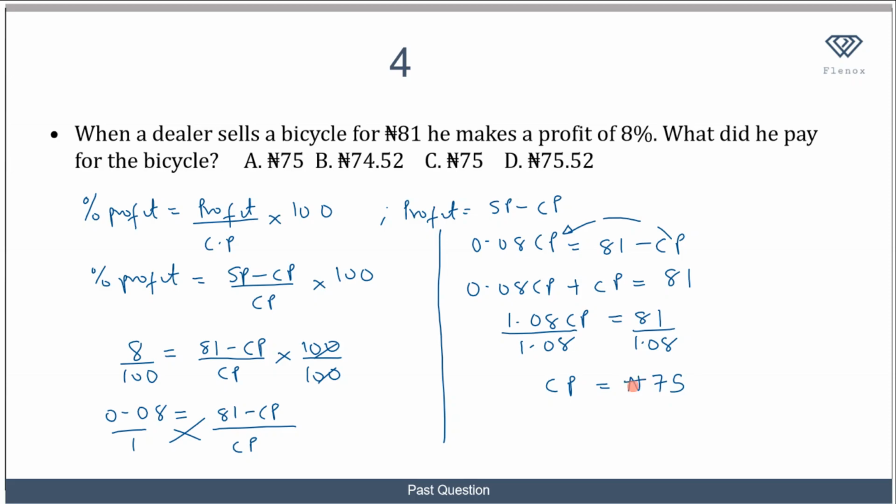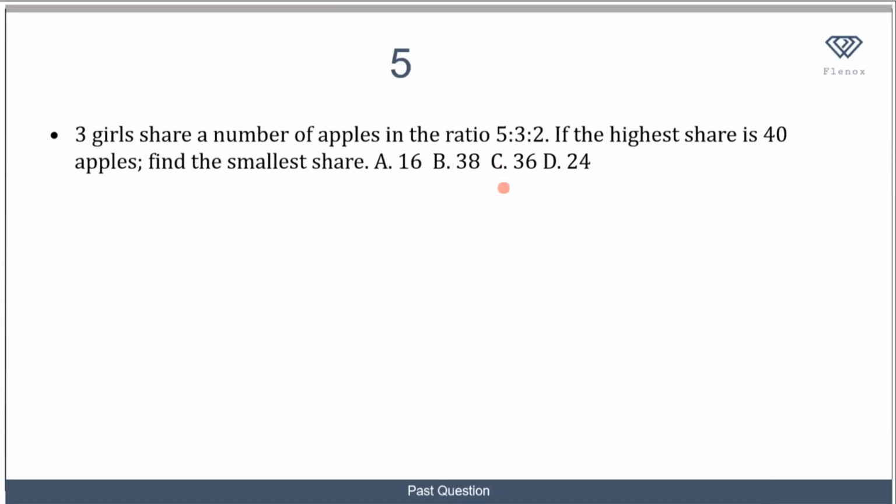So the cost price of the bicycle is what? 75 naira, and that gives us what? Oh, there are two options here that have 75, A and C. So whichever one you choose must definitely be a mistake with the question, but you get the idea. So the answer, the cost price, is what? 75 naira. Now let's check out another example relating to ratio and proportion.